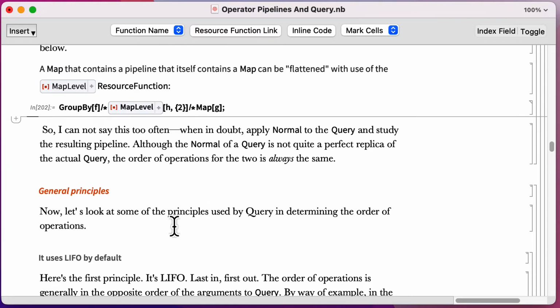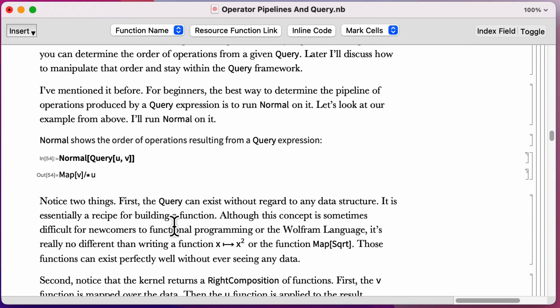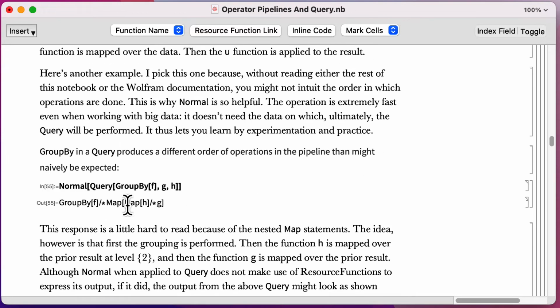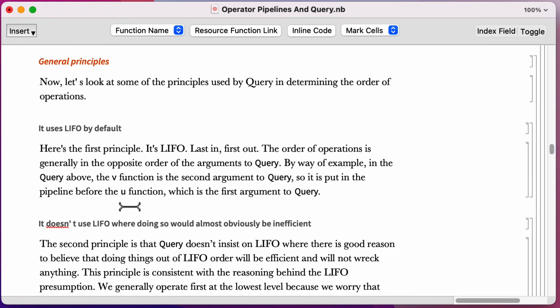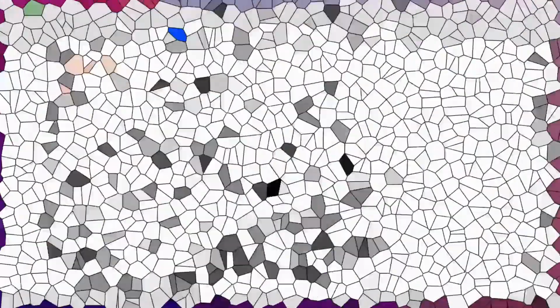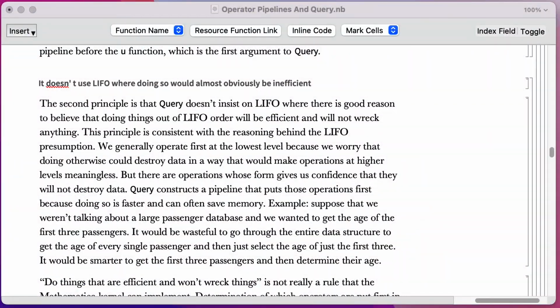So that in the query above here, where you have U followed by V, V is last, and therefore it's first in the pipeline. Ignore for the moment why I'm mapping it. Just realize that the V is coming before the U. Okay? And so that's one principle. Wolfram language is maybe just like law.